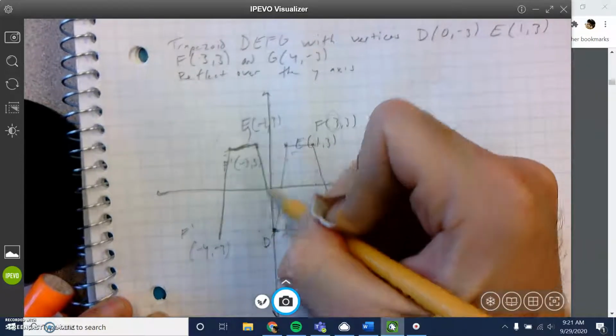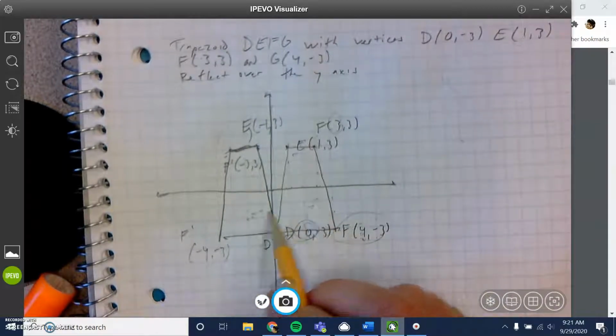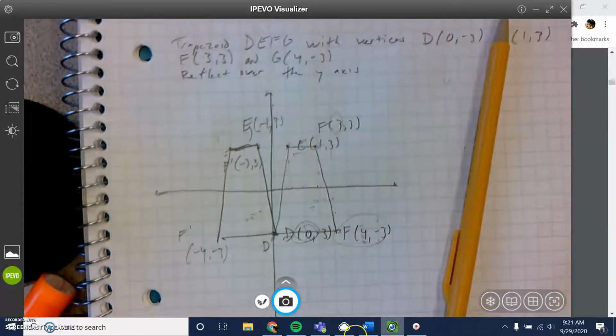And you notice that the images are congruent. Image and pre-image are congruent. It's the same size, same shape, so I know that I did it correctly. There you go. Cool. Nice job, everybody. Good work. Next video gets a little more challenging.